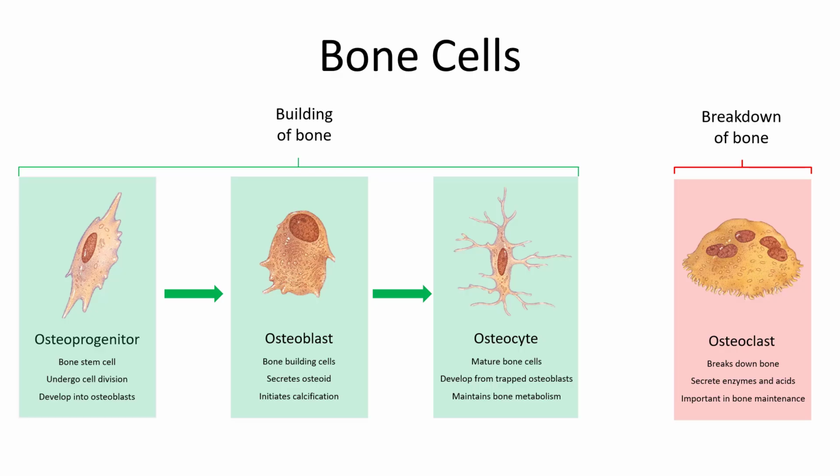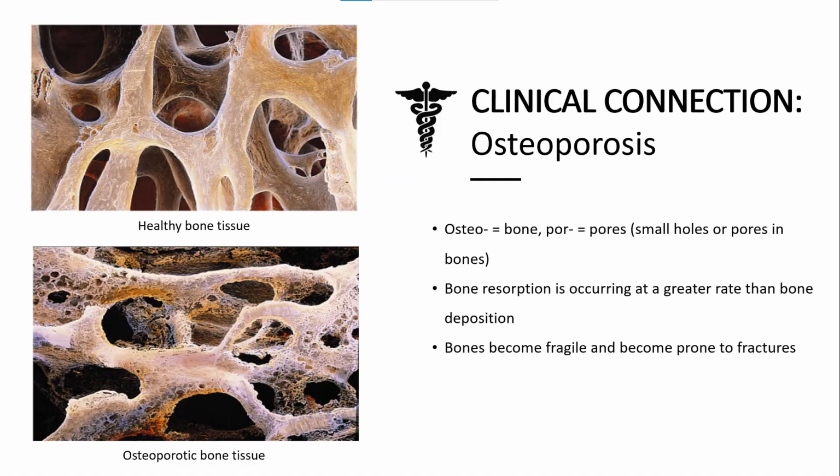Bone metabolism is a fine balance between osteoblast and osteoclast activity. It's imperative that these processes are occurring equally, because if we have our osteoclasts destroying bone at a faster rate than our osteoblasts are building the bone, then our bones can become weak, and this can cause a condition called osteoporosis. Osteoporosis is a clinical condition commonly found in middle-aged and older adults.